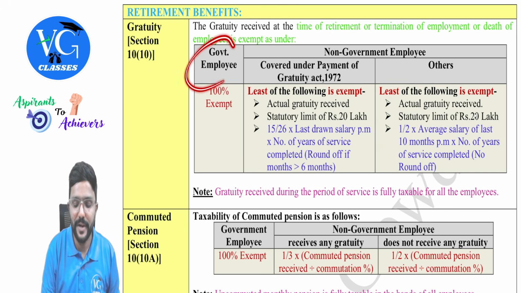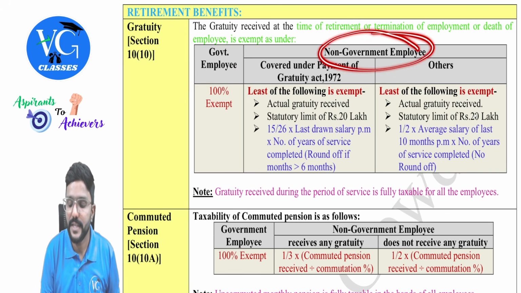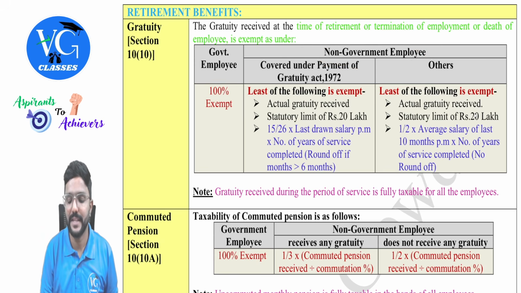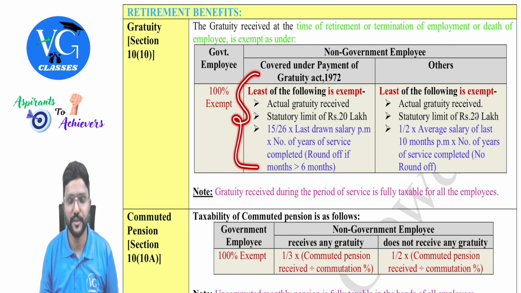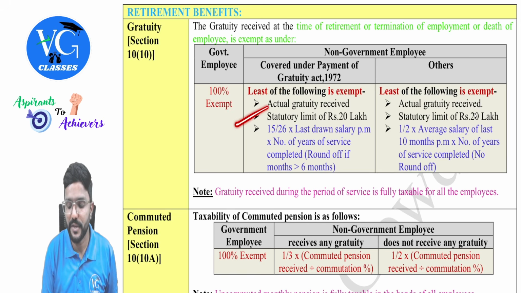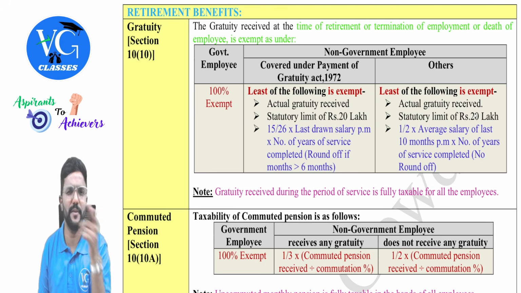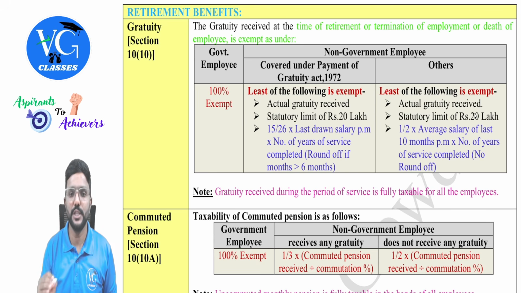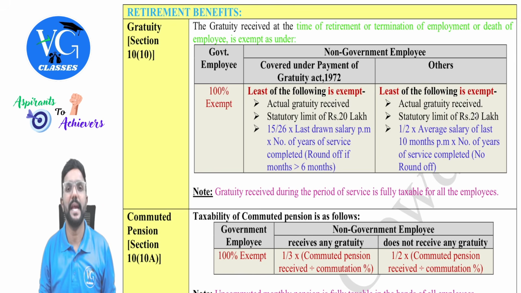If an employee is a government employee, 100% is exempt, guys. Or if employee is a non-government employee, we need to check whether they are covered under the Payment of Gratuity Act. If yes, the following is exempt. Least of the following three: actual gratuity received, or statutory limit of 20 lakh, or the last one, 15 by 26 into last drawn salary per month, that is before retirement or before death, into number of years of service completed. If the months is more than 6 months, please round it off to next year.